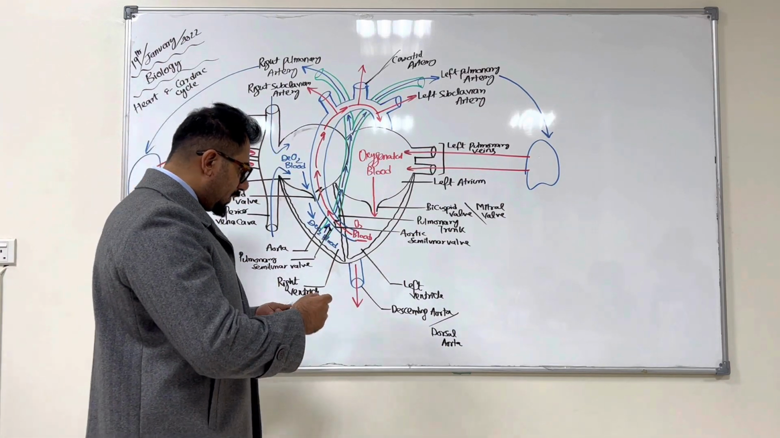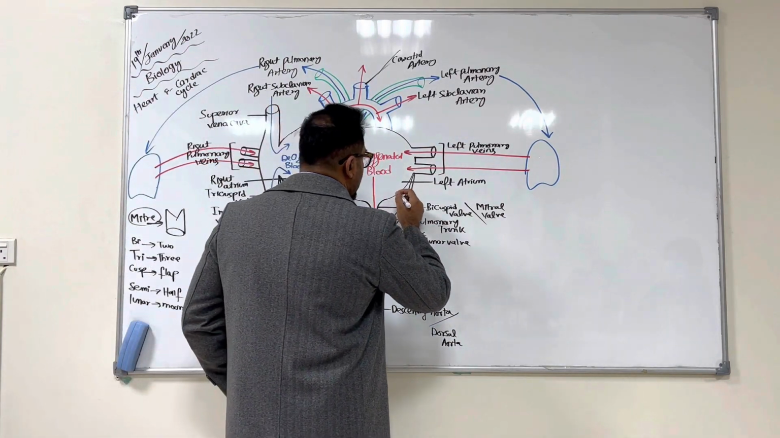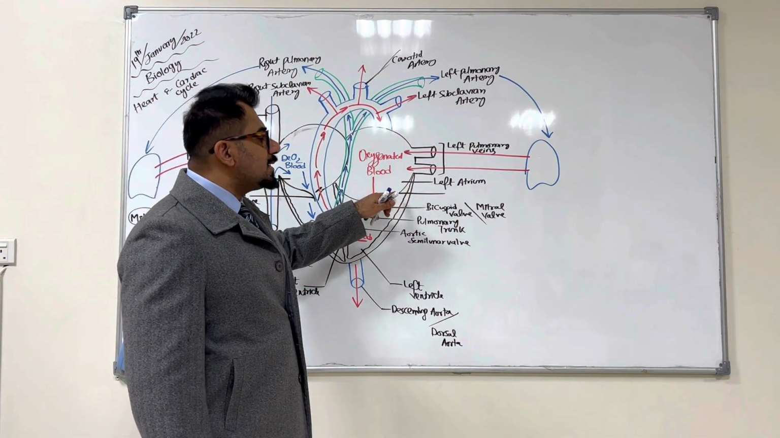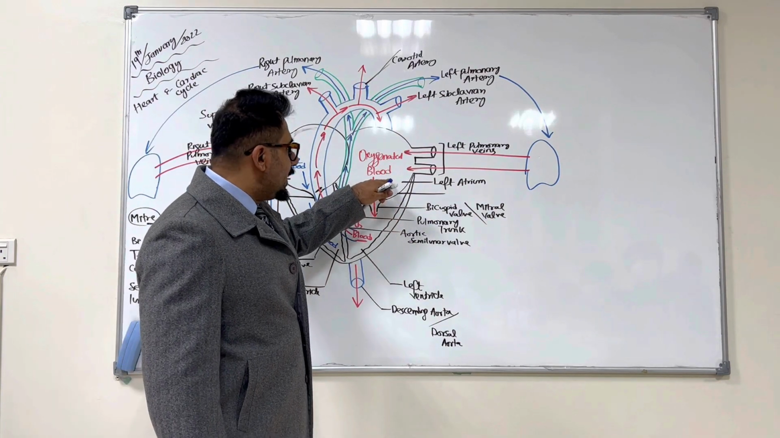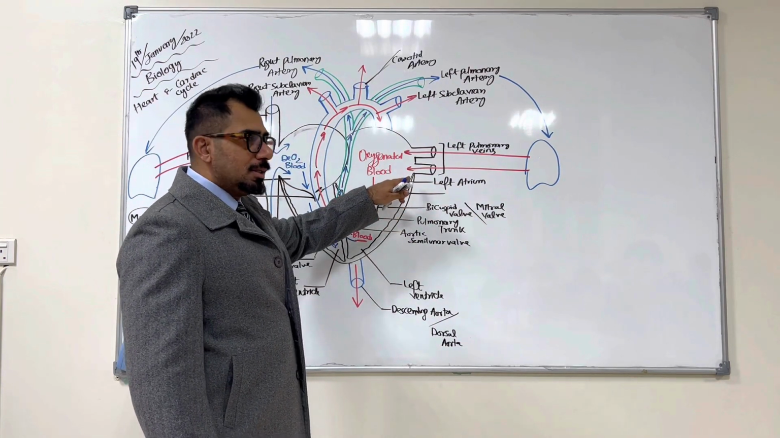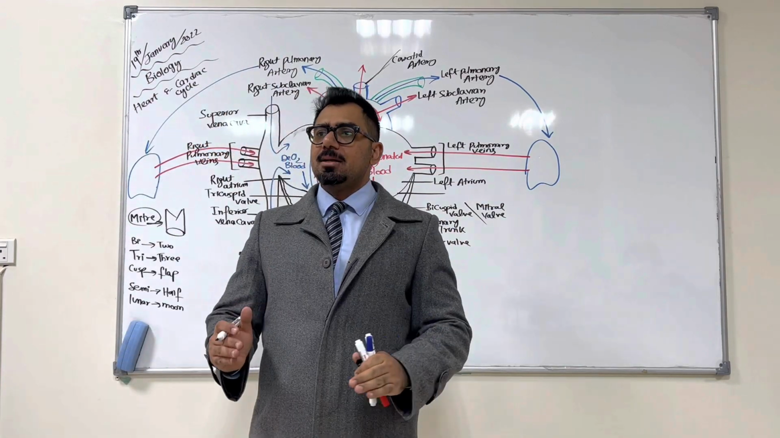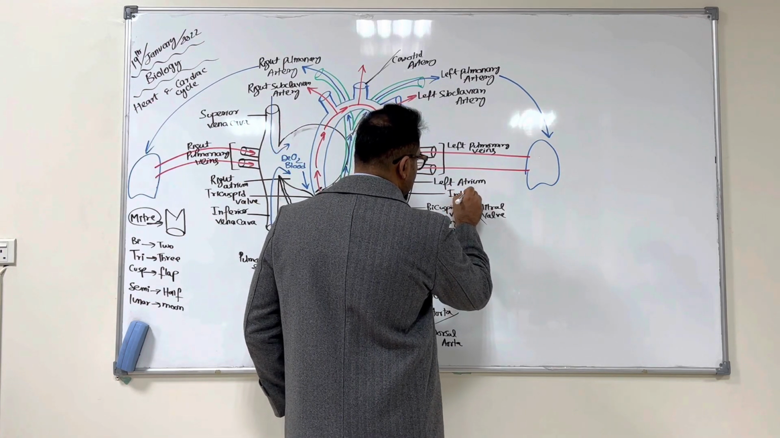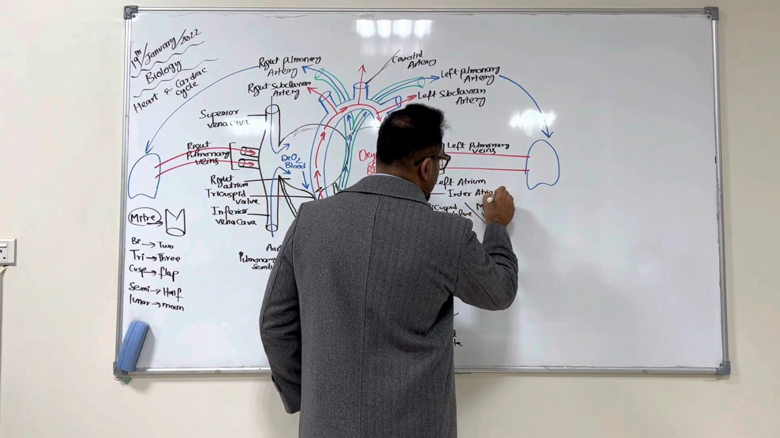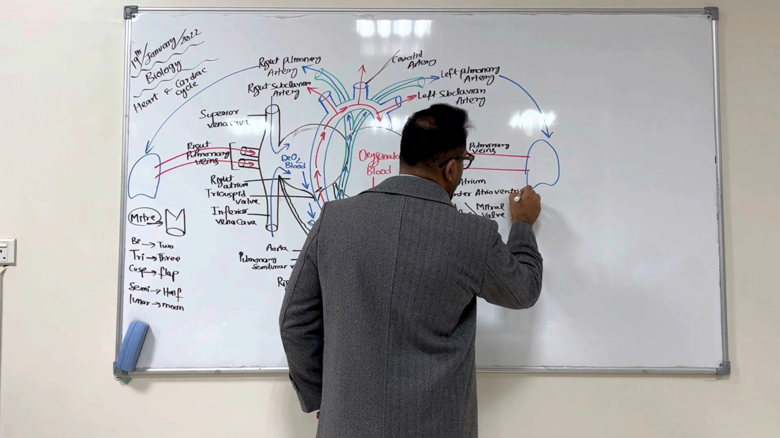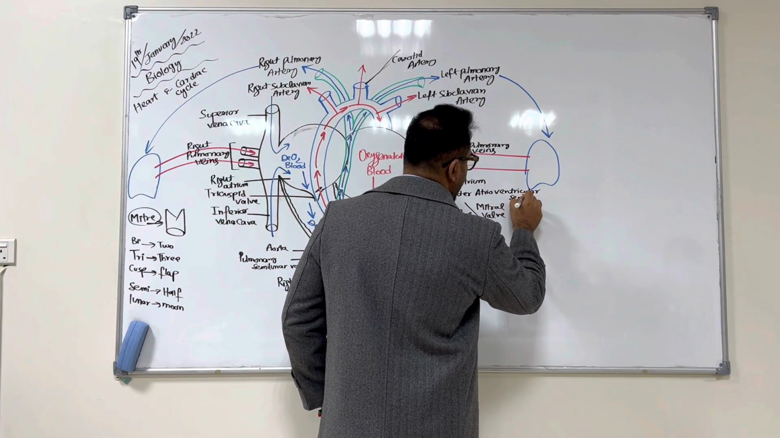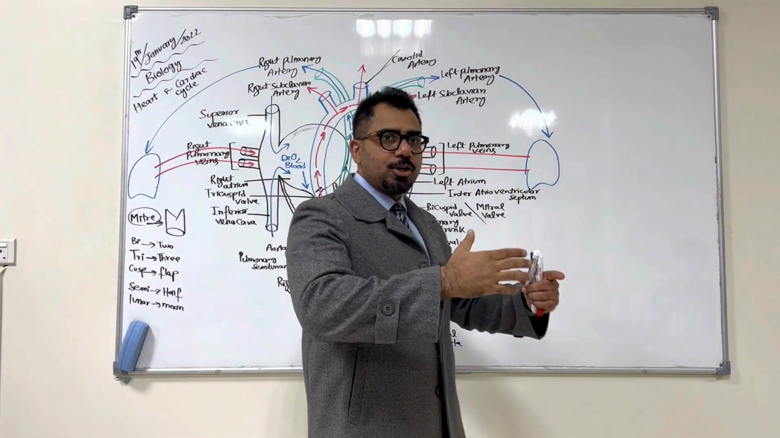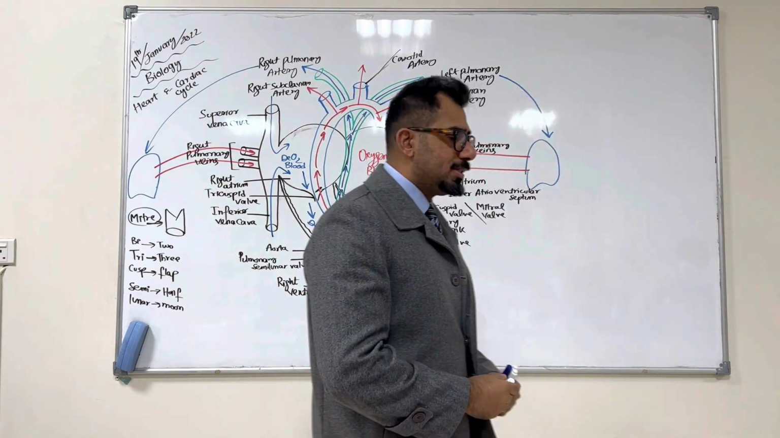First of all, guys, look here. We have space so we can label over here. Look at this thing. This is a wall between the atrium and the ventricle. This wall is separating the atrium and ventricle. This is called the Inter-Atrial Ventricular Septum. What is it called? Inter-Atrial Ventricular Septum.